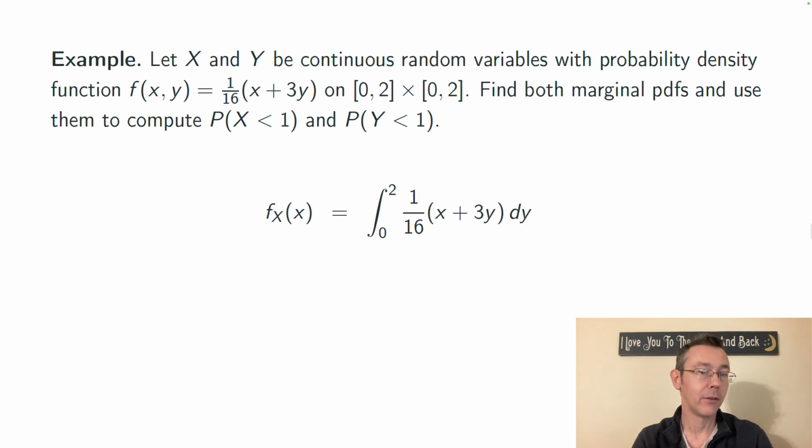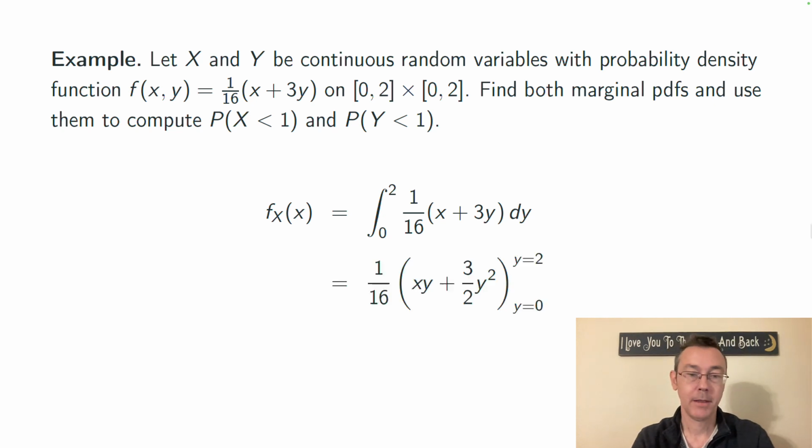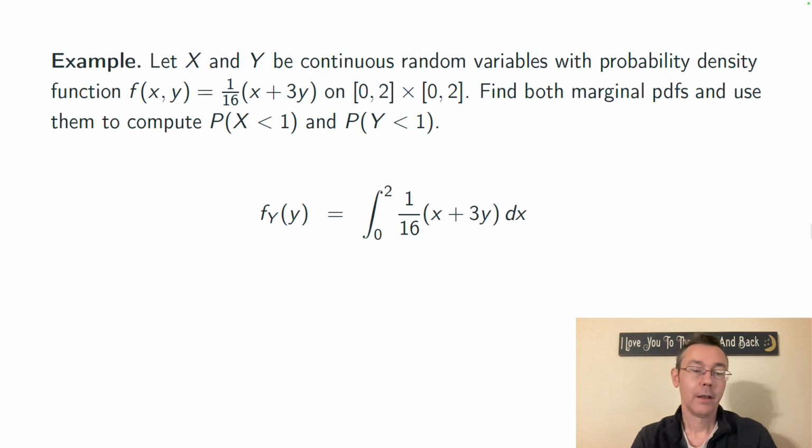Let's start with f sub X of x, the marginal probability for X. Again, that means integrating with respect to y over the entire support. So I'm going to integrate from 0 to 2 of that PDF dy. I get an antiderivative with respect to y, treating x as a constant, plug in my limits of integration, and I get (x plus 3) over 8.